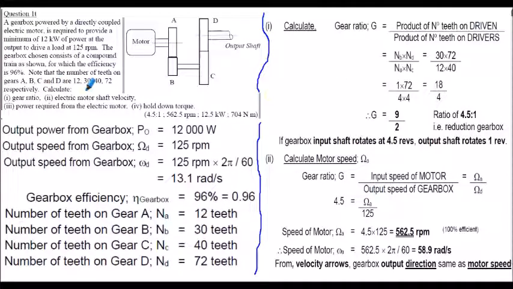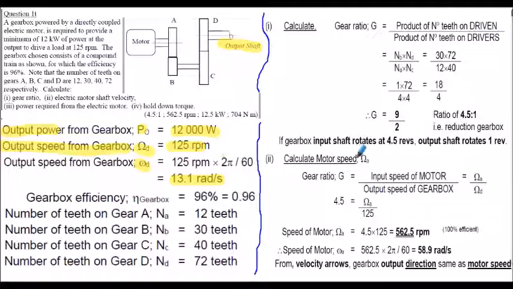Taking the information from the question, the output power from the gearbox, which I've called PO, is 12,000 watts, or 12 times 10 to the 3 watts, 12 kilowatts. The output speed of the gearbox, omega D, I've called as 125 RPM. That's all to do with the output shaft. I've also put the output shaft speed in terms of radians per second, which I will need in a moment. So we've got the output power and the output speed, and we'll be able to find the output torque if we need it, and we've got the speed in radians per second.